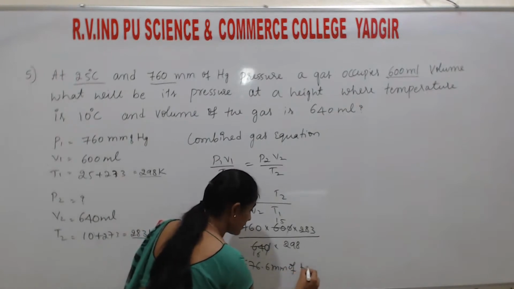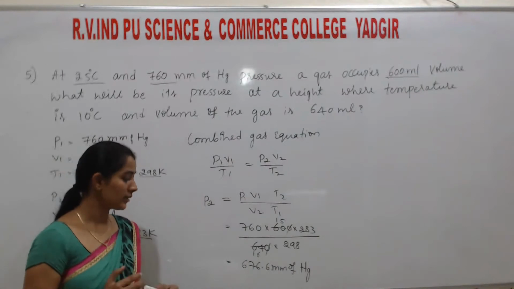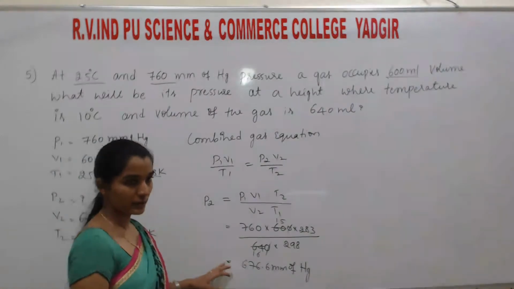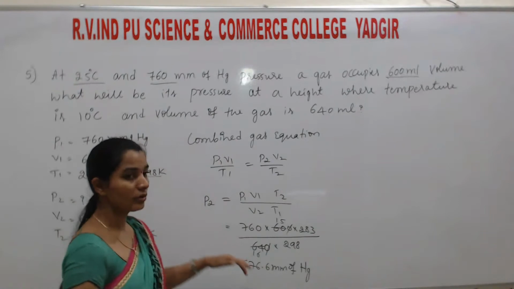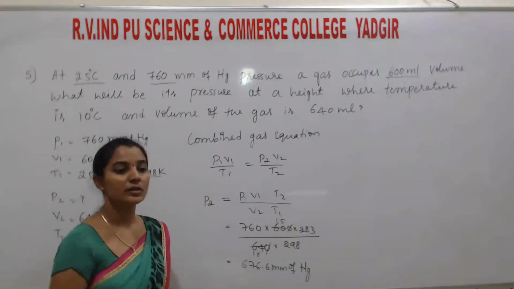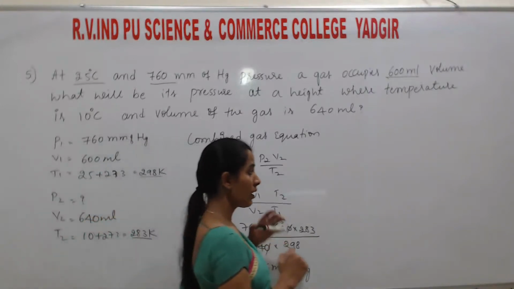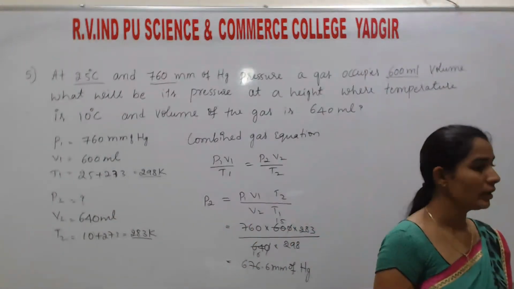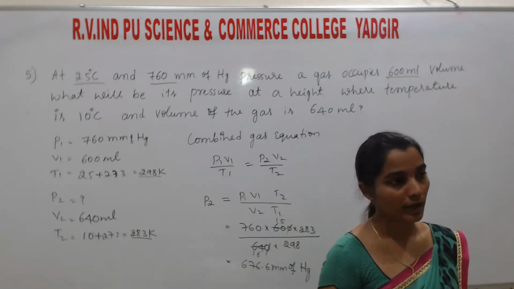mm of Hg. This is the value. 676.6 mm of Hg. Understand? That means here 760 mm of Hg is there. As I told you, the pressure should be less than 760. It is less than 760. That means your answer is correct. Understand? So this is all about the problems, and these problems, especially this idea of combined gas equation, will be important for 3 marks. Okay? In tomorrow's class we will discuss the remaining things. Thank you.